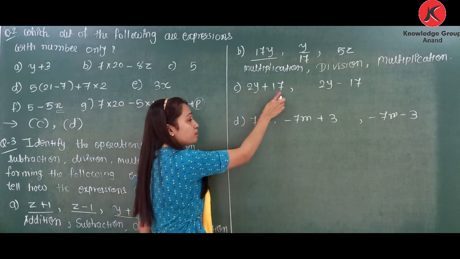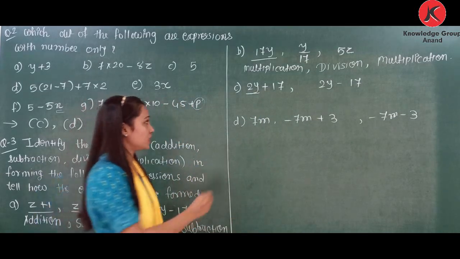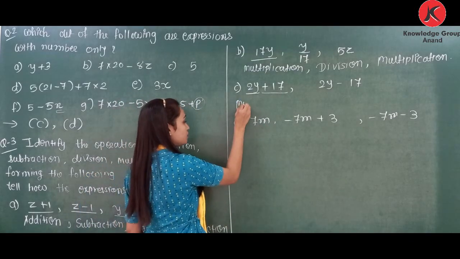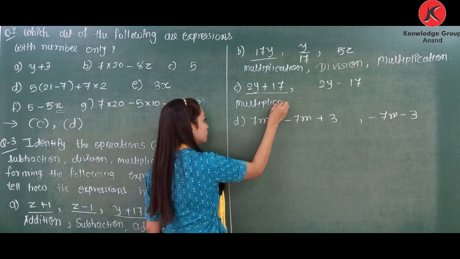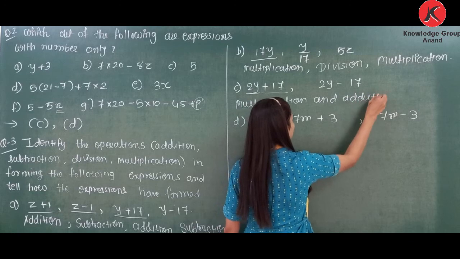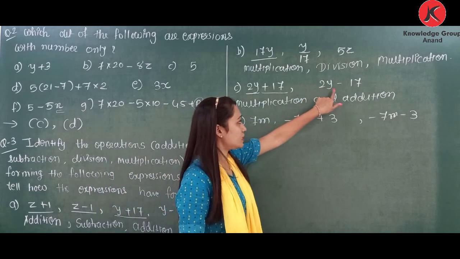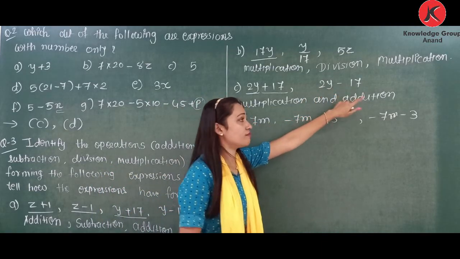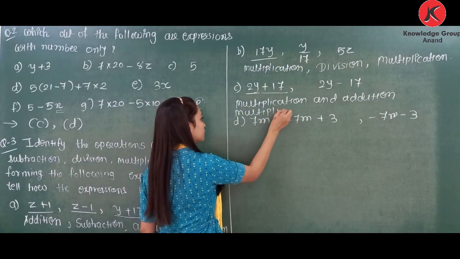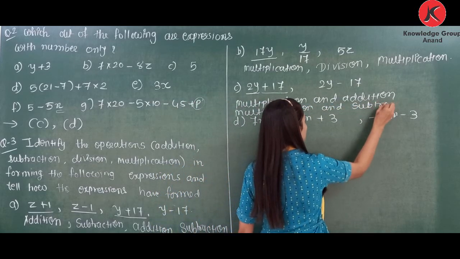Next one, 2y plus 7. Here we have two operations. First between 2 and y, that is a multiplication, and 7 is added, means it is addition. So we can write it is multiplication and addition. And for the second, 2y minus 17. So here 2 is multiplied with y, that is multiplication, and then 17 is subtracted, so it is subtraction, so we can write multiplication and subtraction.